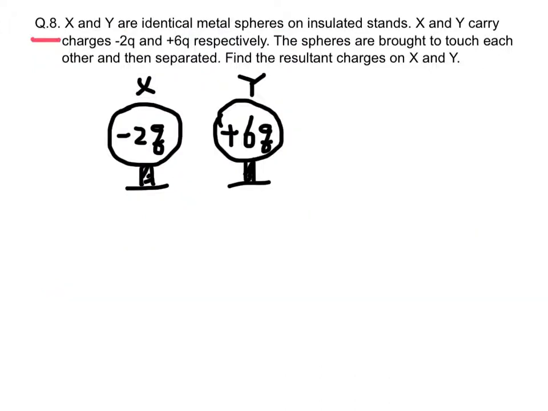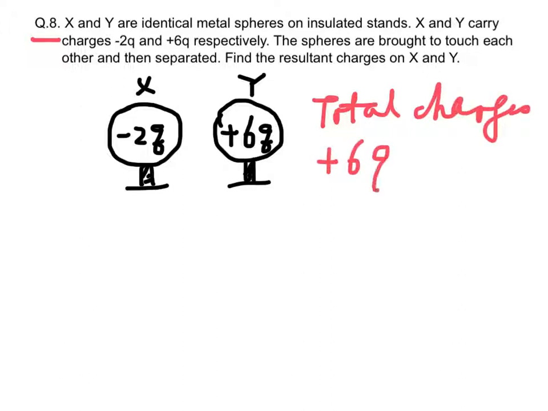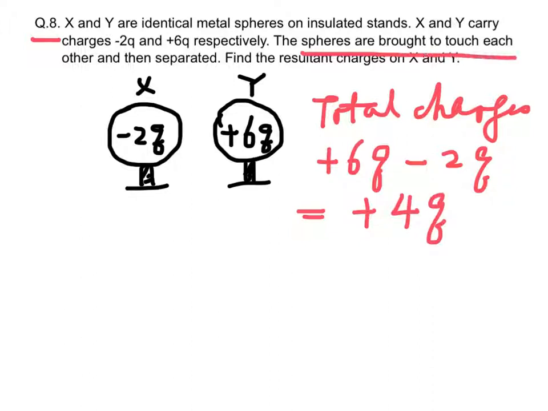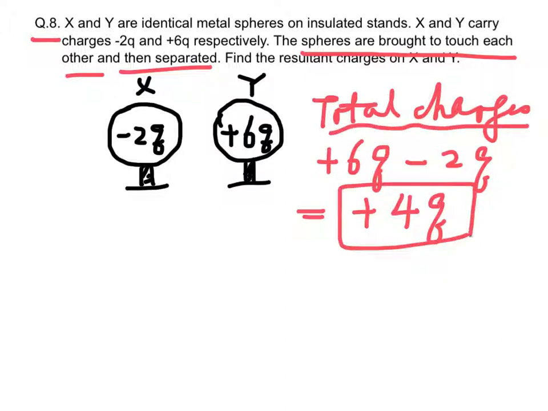Question number 8. Before X and Y touch each other, the total charge will be plus 6Q minus 2Q, which is equal to positive 4Q. When the spheres are brought to touch each other and then separated, by the law of conservation of charges, the total charge on X and Y remains positive 4Q.